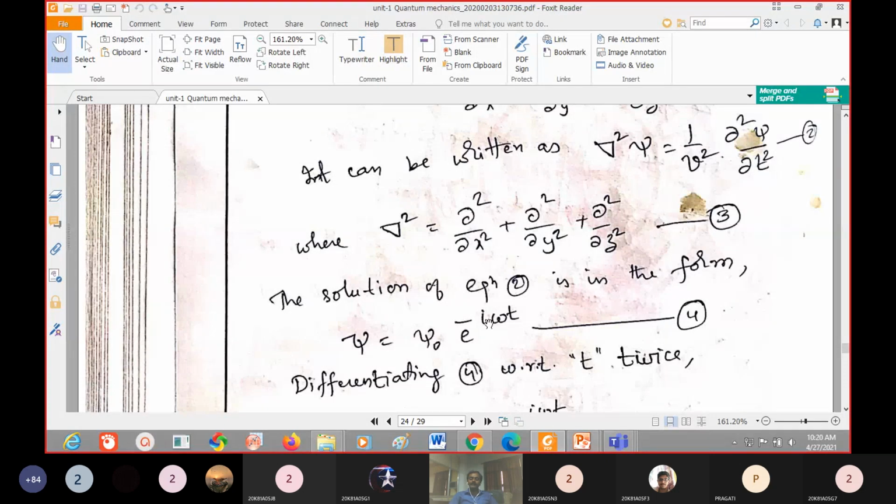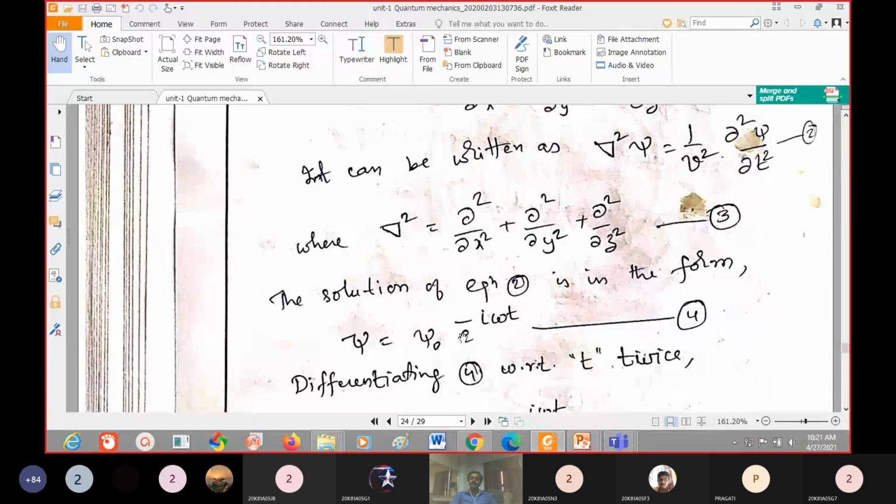Here i is the imaginary value, omega is the angular frequency of the wave, and t is the time. So the solution of this equation is psi equals psi naught into e power i omega t.